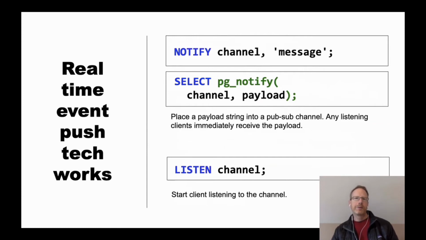The notify command places a string payload into a pub sub channel. Then any clients that have run the listen command for that channel will immediately receive the payload when it's posted. So I want to show this base functionality in action, just to take away some of the sense of magic in the later stages as we push the notification further up the stack and up to the clients.